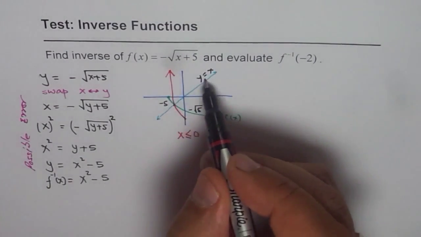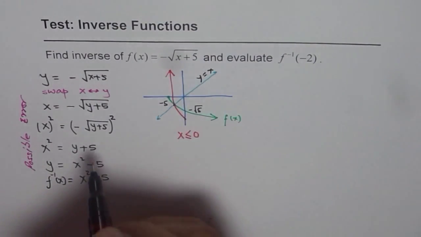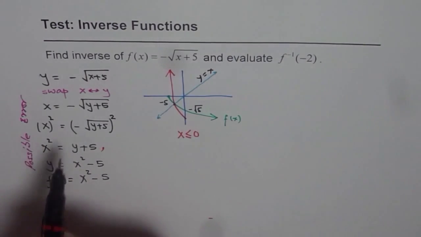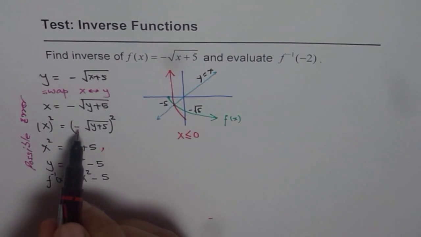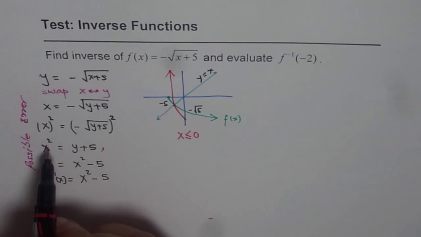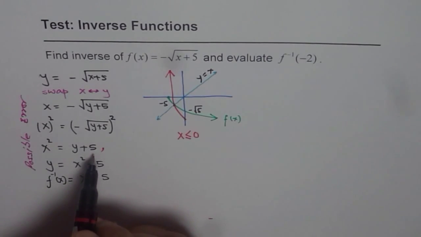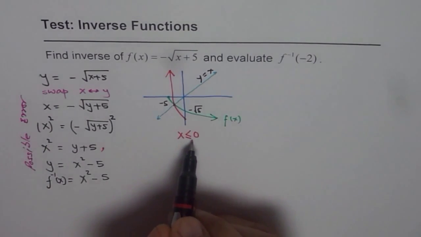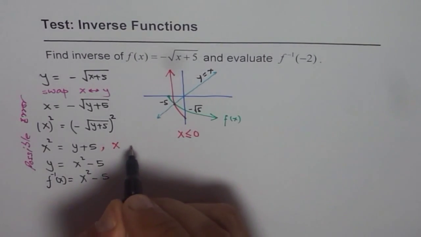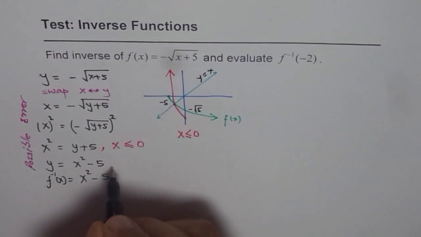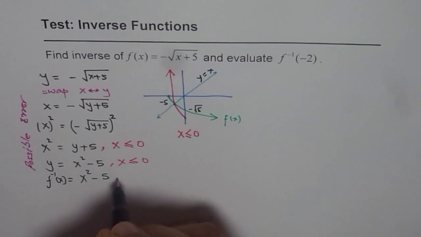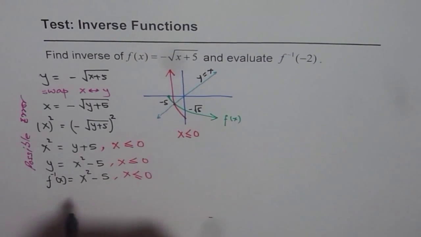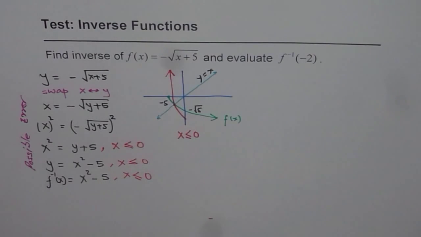Do you see that? So the inverse here, when we squared this term with the minus, that means we are looking at one half of this parabola, and the half which we are interested in is where x is less than or equal to 0. So we should put the restriction here, that is x is less than or equal to 0, and we should continue with this restriction. And once we do that, we get the right solution, right? So that is the solution we are really looking for.